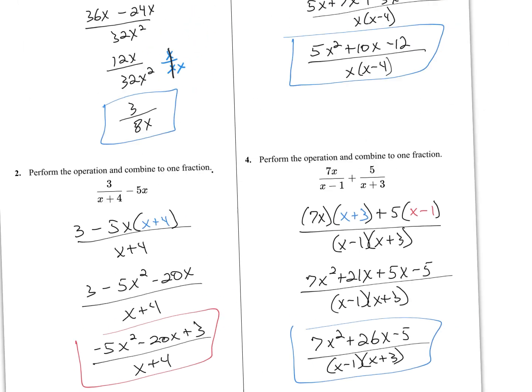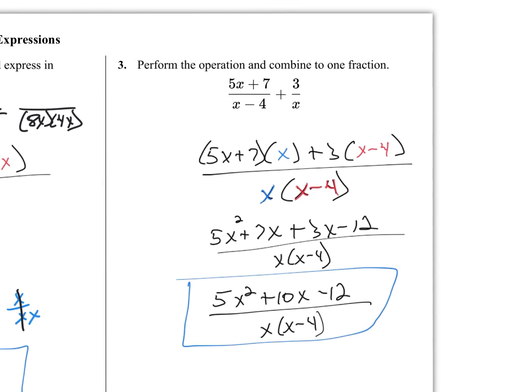Okay, number 3. Here, we have a 5x plus 7 over x minus 4 plus a 3 over x. Both denominators have an x, technically. So the common denominator is going to be the factor of x and the factor of x minus 4. I'm just going to leave it in factored form. But again, when you're working with a common denominator, you have to multiply the numerator times the factor that's not already part of the fraction.